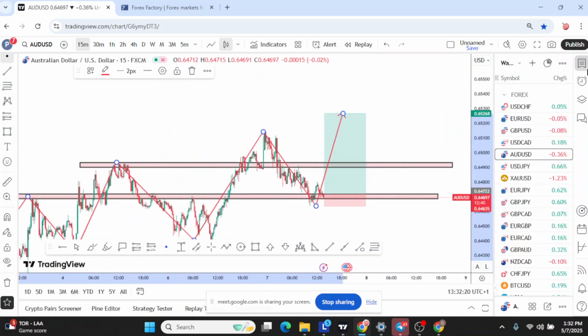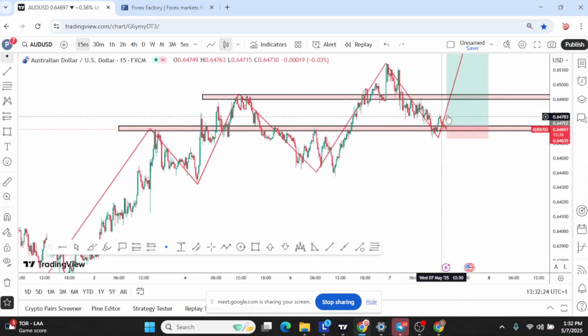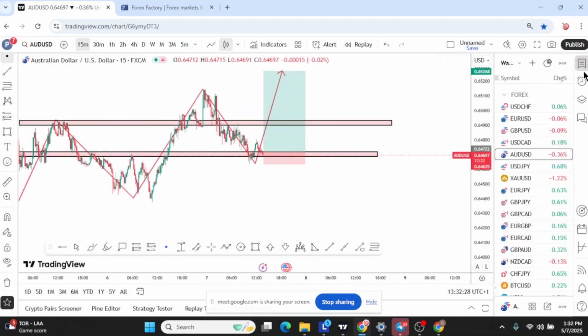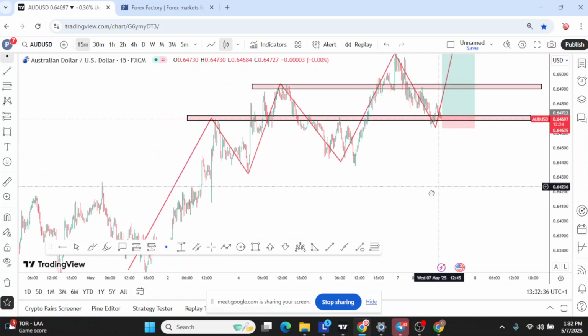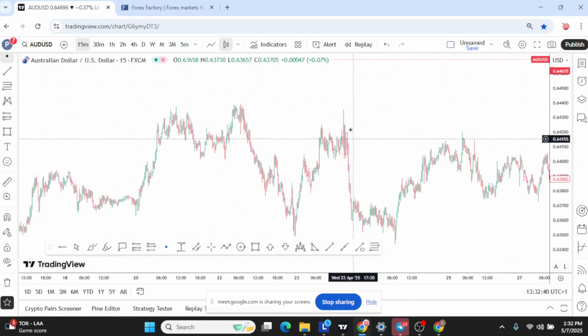So if you are in an uptrend, we want to take our trade from the higher lows. The higher lows are the points where we want to take a buy trade. We want to take a buy trade at our higher lows. So this is an example. Let's look at some more examples.